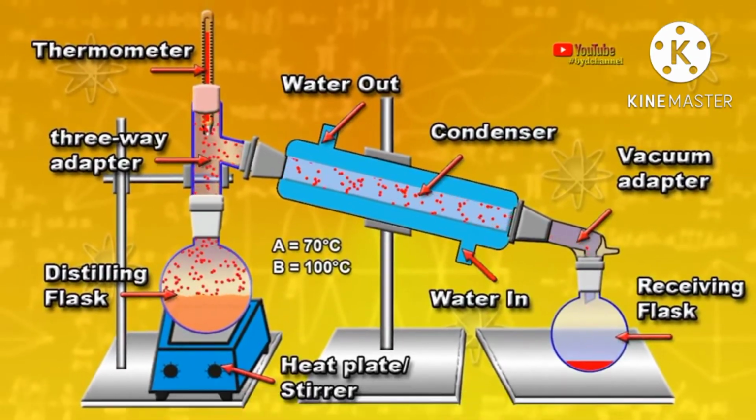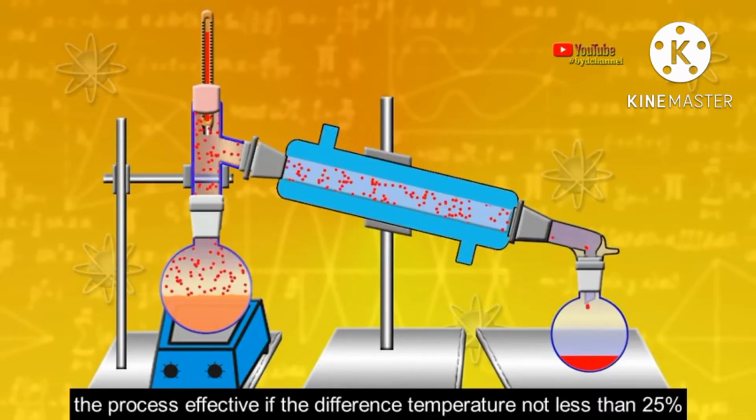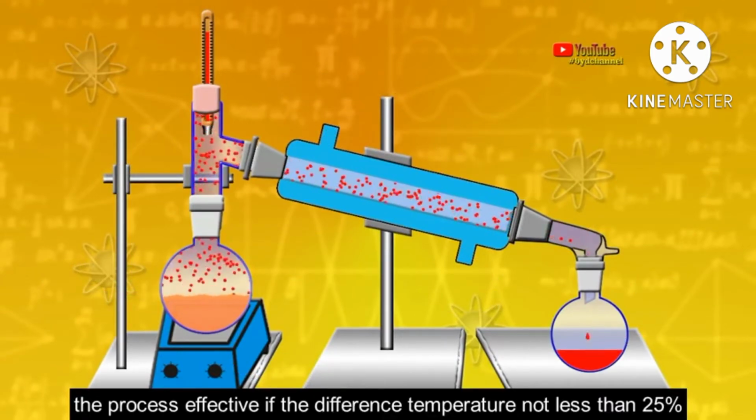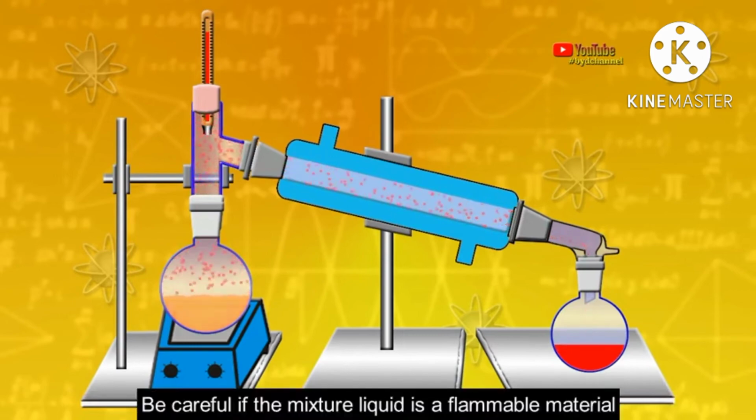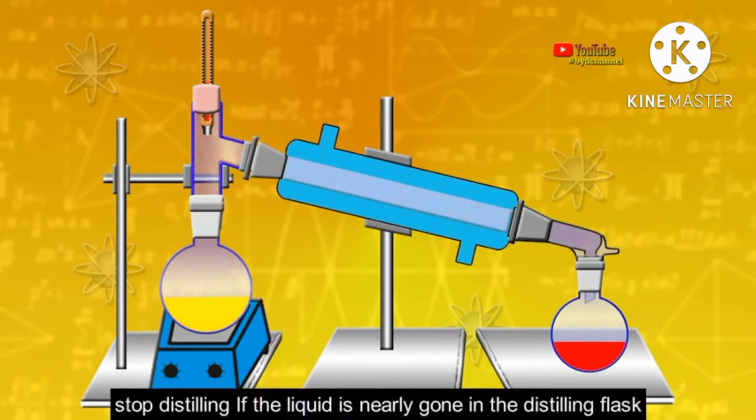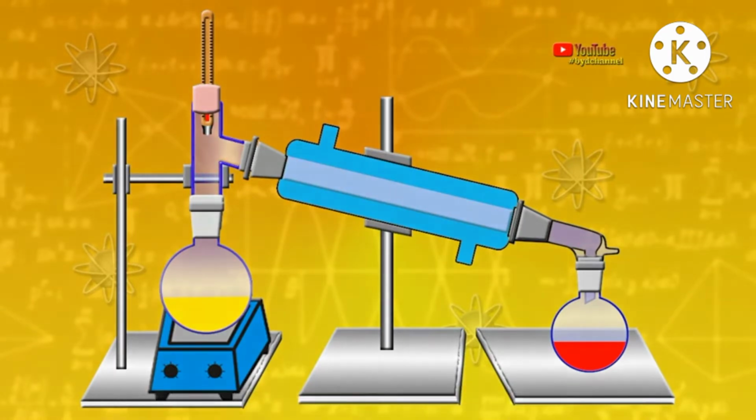For attention: the process is effective if the difference in temperature is not less than 25%. Be careful if the liquid mixture is a flammable material. Stop distilling if the liquid is nearly gone in the distilling flask.